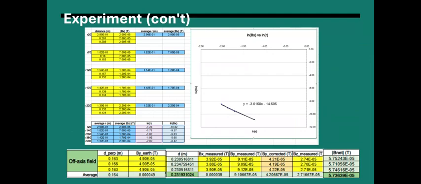So this basically just shows some of the data that we found. We found the different distances as shown in the tables at the top, and then it found the average for us, and then we linearized that, and that's what gave us the graph. And then on the bottom, that was for the off-axis field, and just some of the numbers we got for that.